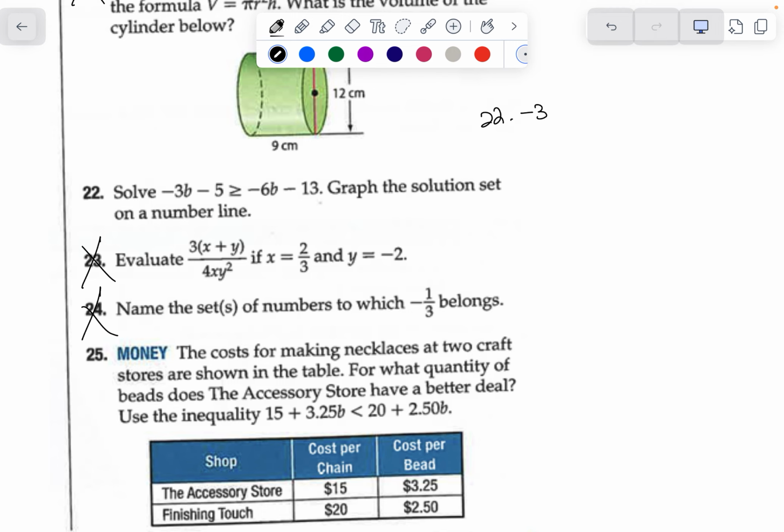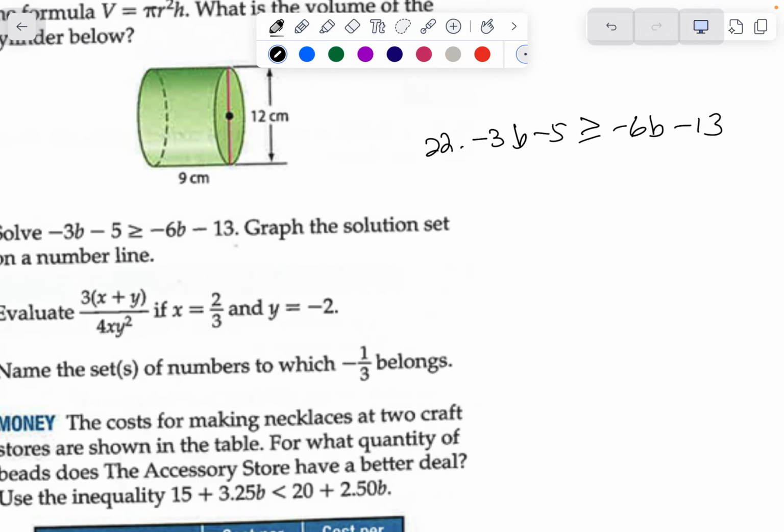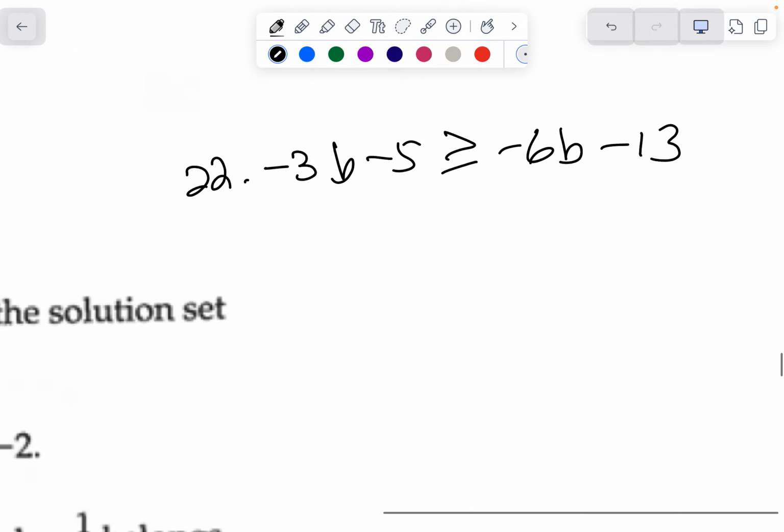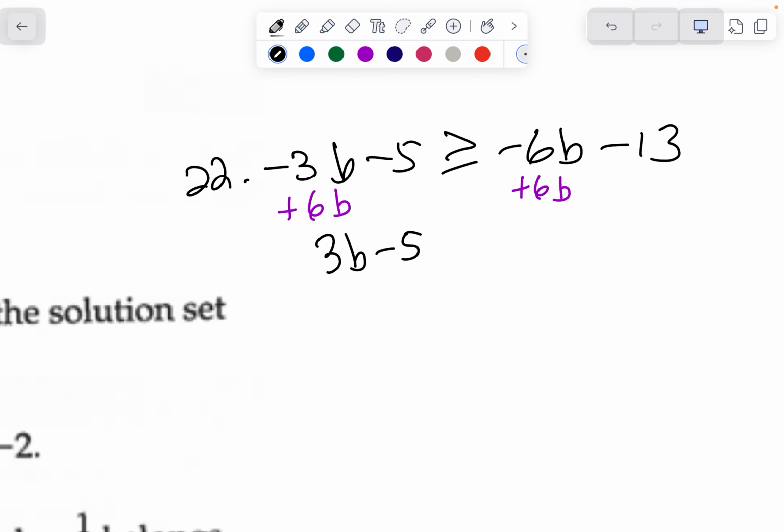So we have negative 3b minus 5 is greater than or equal to negative 6b minus 13. It says solve and graph the solution set on a number line. Let's make sure I write it down right. Okay. So I would probably add 6b's to both sides. So you get 3b minus 5 is greater than or equal to negative 13.